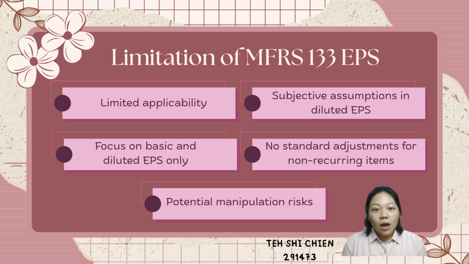In addition, there is no standard adjustment for non-recurring items. Earnings per share under MFRS 133 does not adjust for extraordinary items like natural disaster losses, discontinued operations such as selling a business division, and other non-recurring earnings components. It will make the comparison between companies less reliable. Two firms with similar core earnings could report very different EPS due to unusual events.